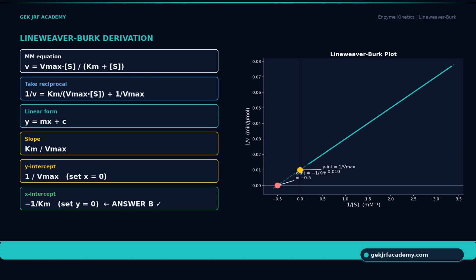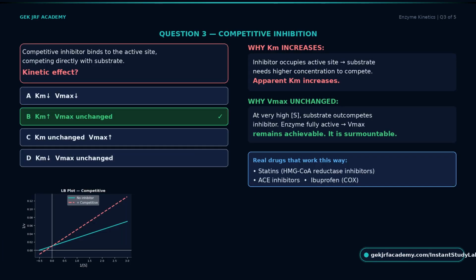The negative sign is not optional. The x-intercept always falls on the left side of the y-axis, in the negative region. This is the most commonly missed detail on this question. Answer, B. On DBT JRF Academy, this plot is paired with every enzyme kinetics question, so the visual connection becomes instinctive. Question 3. A competitive inhibitor binds to the active site of the enzyme, competing directly with substrate.